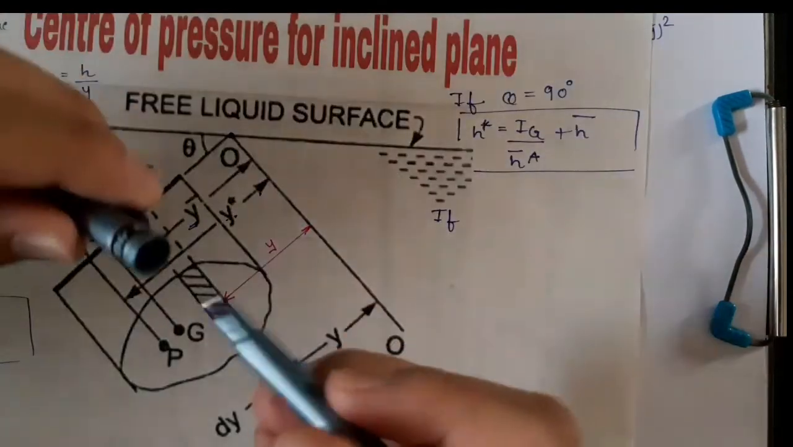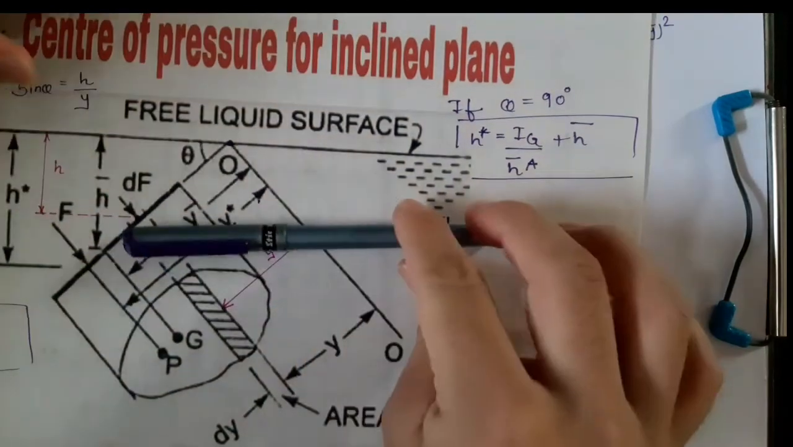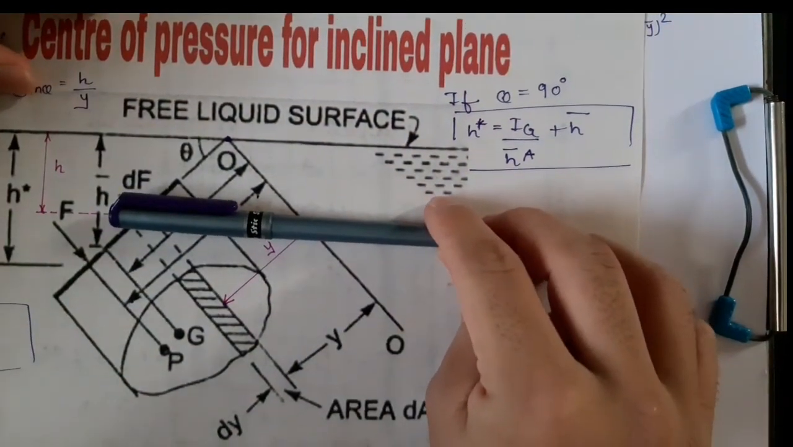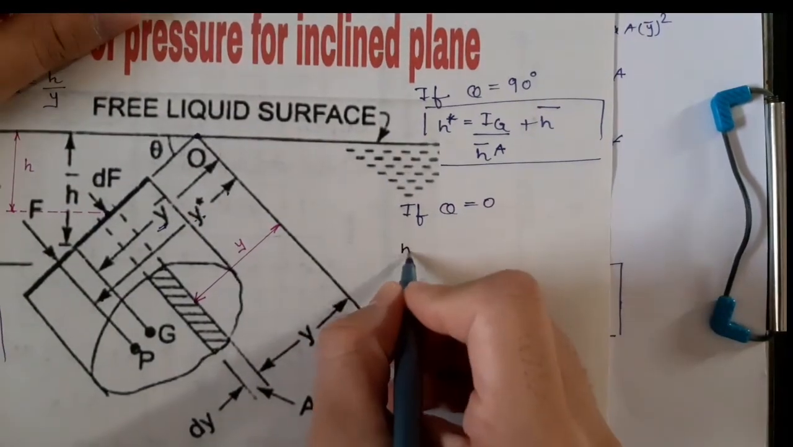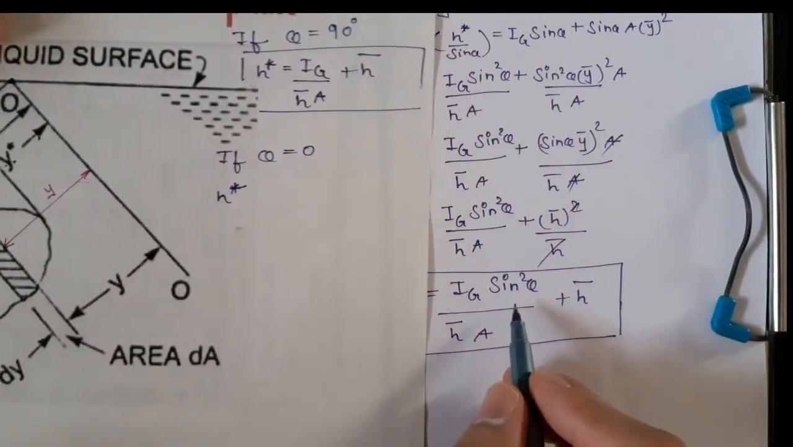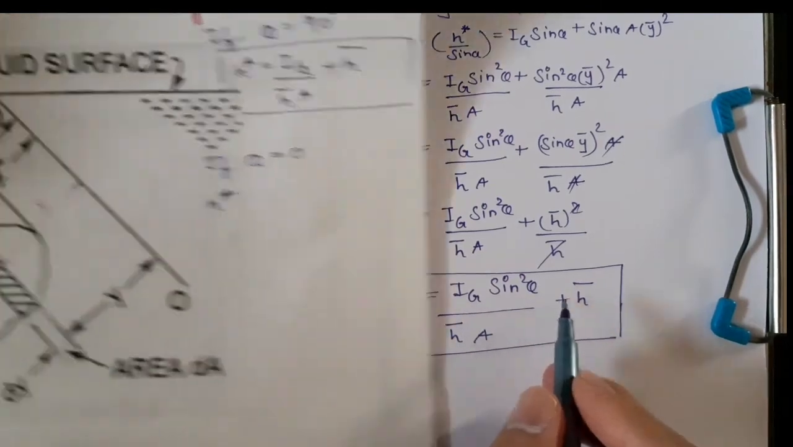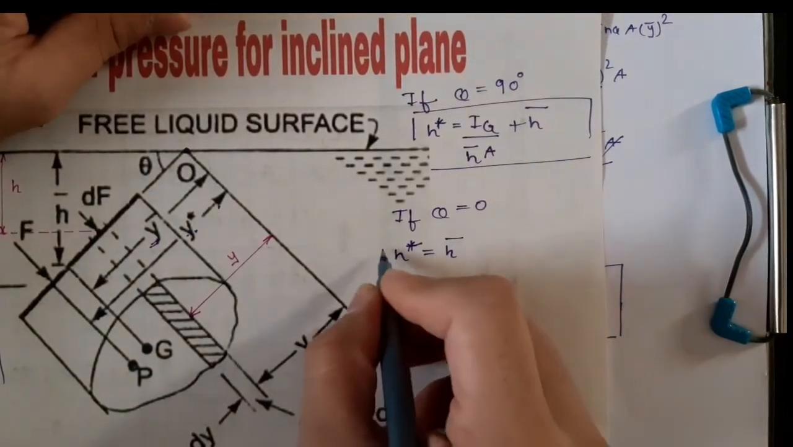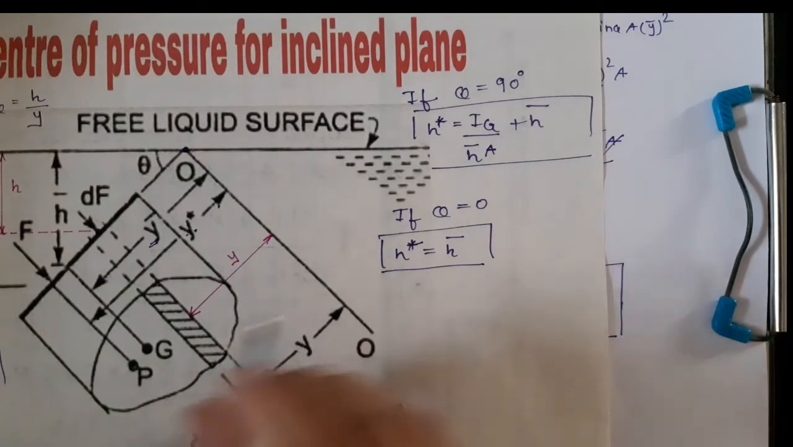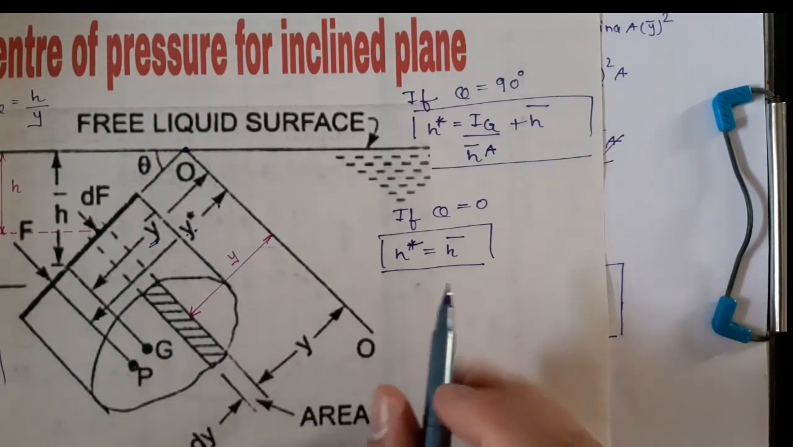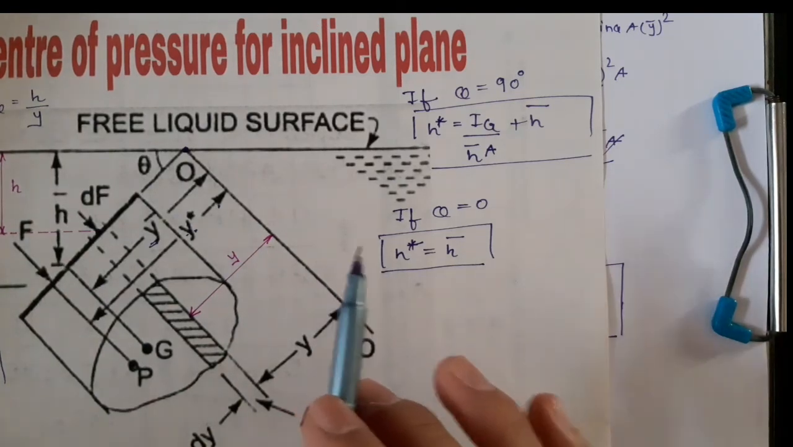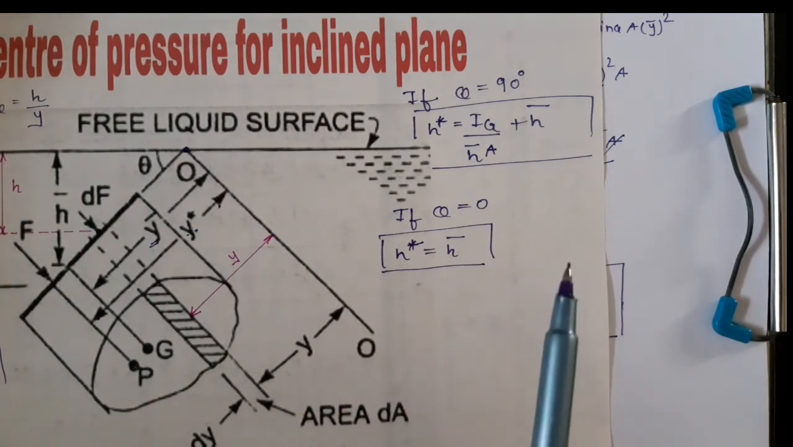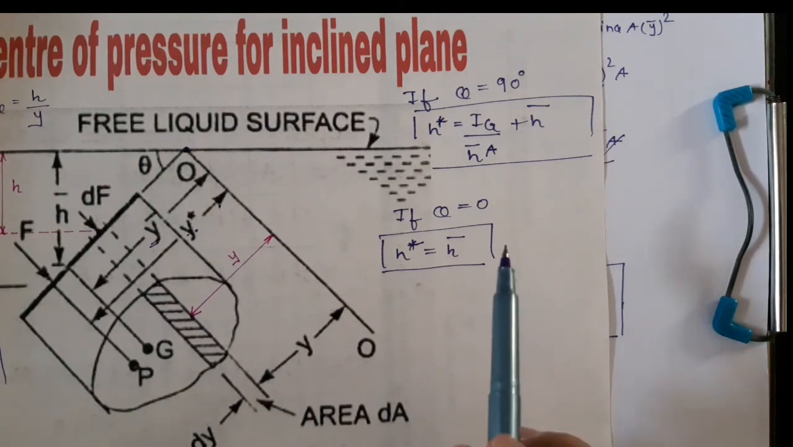If the plane is kept like this, that means the plane is horizontal to the free surface. At that time theta will be 0. So at that time h star, what will be sine 0? Sine 0 will be 0. So h star will be h bar. So h star equals h bar. That means when the plane is horizontal to the free surface of the liquid, at that time the center of pressure and the centroid will be the same. That means the point of application for the center of pressure is at the centroidal point.